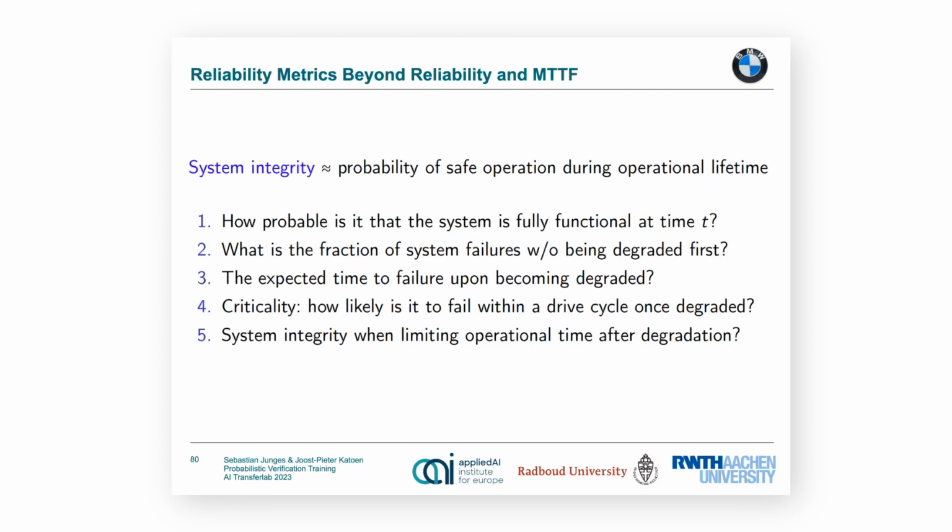So we looked at different metrics. The obvious metric is something like how probable is it that the system is still functional at some point in time. But more interesting is, for instance, question number 3. If the model gets into a degraded mode, so some components have failed, what is then the expected time to failure after the system becomes degraded?